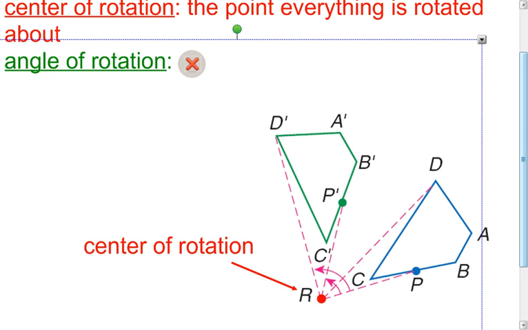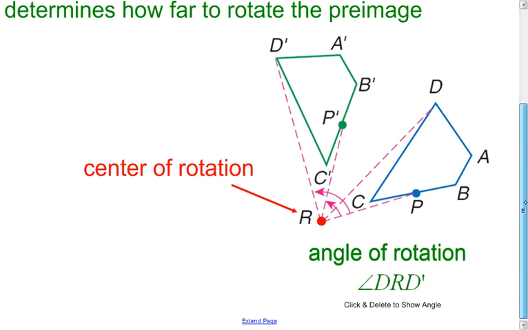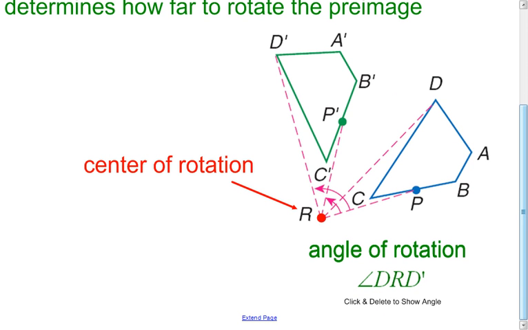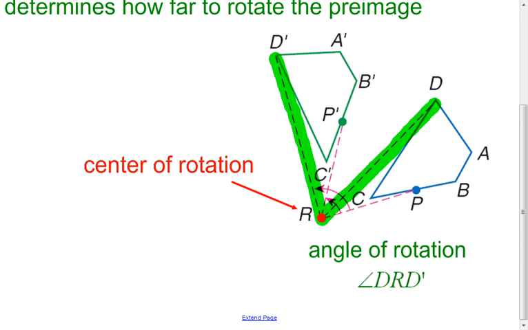Everything's rotating around that point. And then you have your angle of rotation. Well, that's the measurement of the angle that we're rotating from pre-image to image. So in this case, one example of the angle of rotation would be angle DRD prime. And just to highlight that, I've shown it here. It shows you where D starts and where D prime ends up, and notice R is the center of rotation.